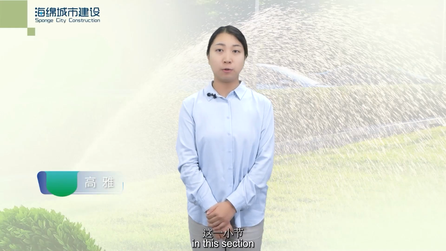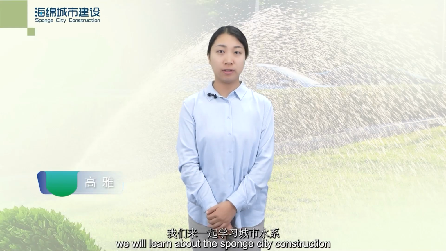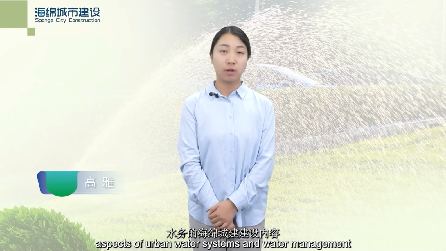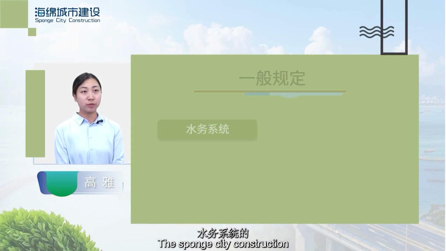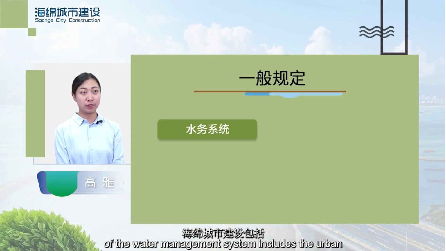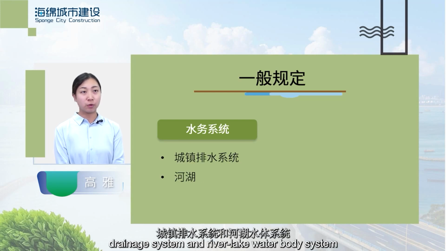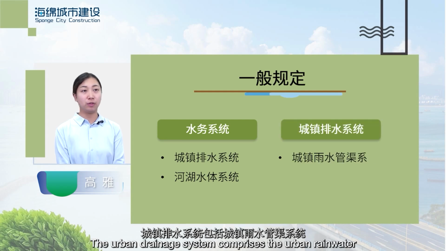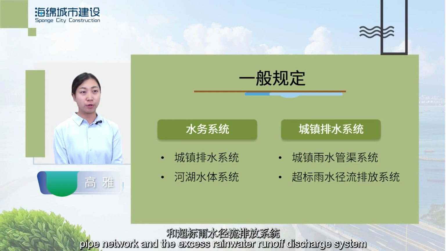Hello students, in this section, we will learn about sponge city construction, aspects of urban water systems and water management. The sponge city construction of the water management system includes the urban drainage system and the river and lake water body system. The urban drainage system comprises the urban rainwater pipe network and the excess rainwater runoff discharge system.